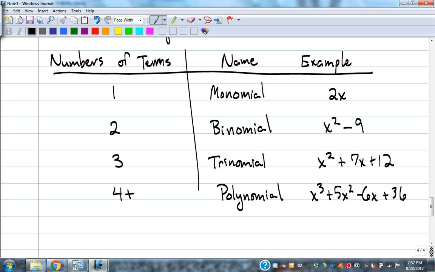Here's a good example of a polynomial. Anything bigger than 3 terms. So we have special names for 1 term, 2 terms, and 3 terms. Anything 4 plus is called a polynomial. Technically, you could name them, with 4 terms, it'd be quadrinomial, but it doesn't roll off the tongue quite like monomial, binomial, and trinomial do. So we just call them polynomials if they're 4 or bigger. Okay, so that makes it really easy to do.